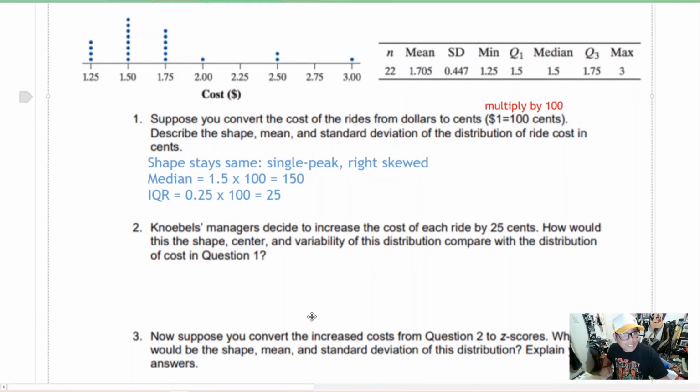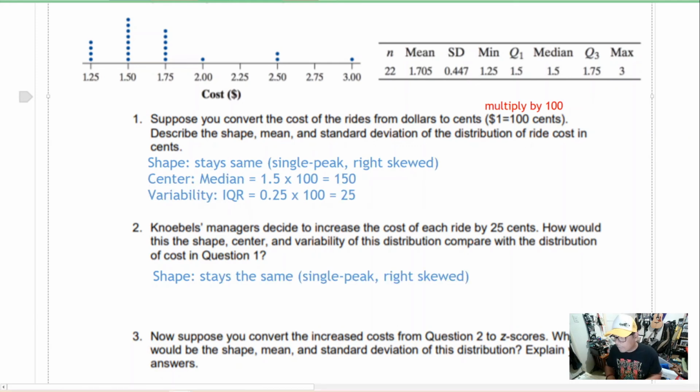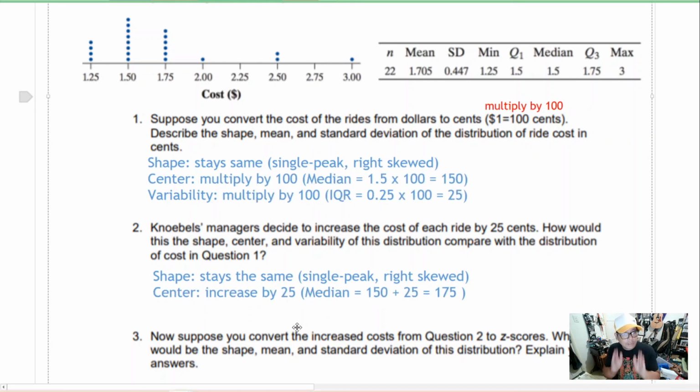Okay, so now Nebel's managers are going to increase the cost of each ride by 25 cents. How would that change the shape, center, and variability? So let's remember what happened to the shape if we add 25 cents. The shape is going to stay the same, which is still single peak and right skewed.